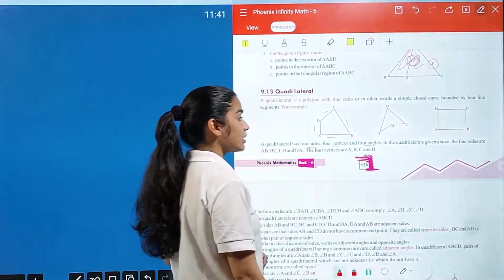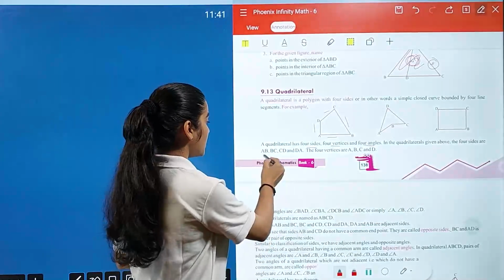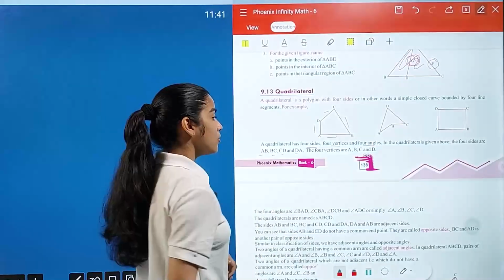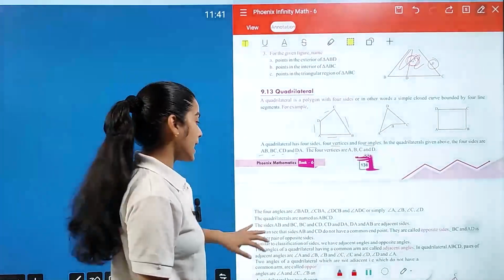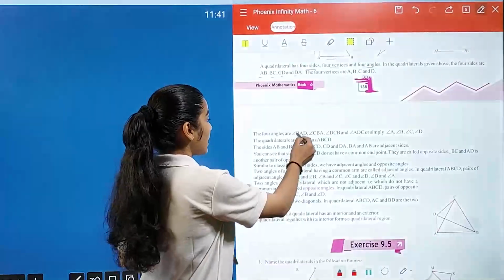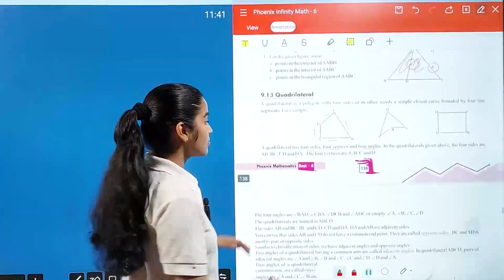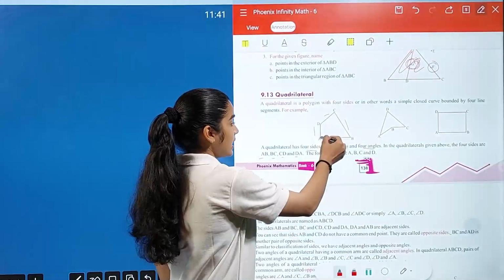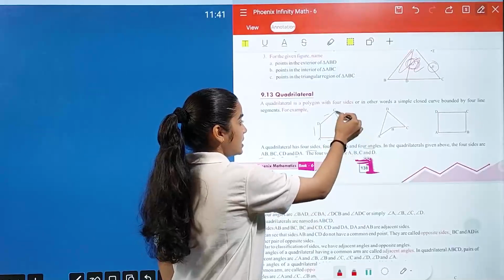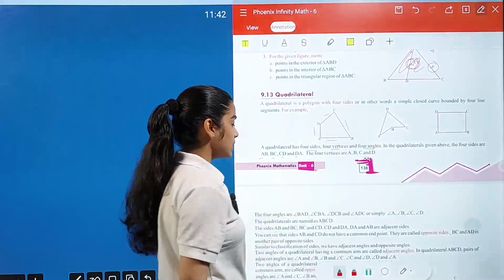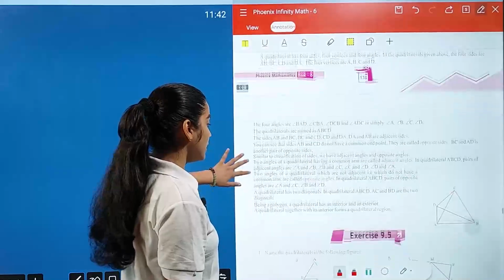In the quadrilateral given above, the four sides are AB, BC, CD and DA. The four vertices are A, B, C and D. The four angles are angle BAD. So you know how you can mention your angles. So your angle DAB, ABC, CDA. So in that way you can easily mention your angles.